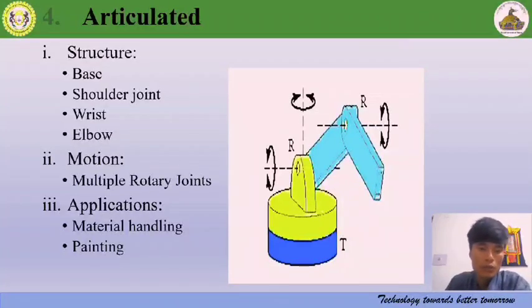And in terms of motion, it consists of multiple rotary joints. Under motion, the joint coordinate system, the robot moves using multiple rotary joints, similar to how humans move their arms. This joint allows the robot to rotate and bend at various points, providing a wide range of motion. And in terms of application, it is used in material handling and painting.